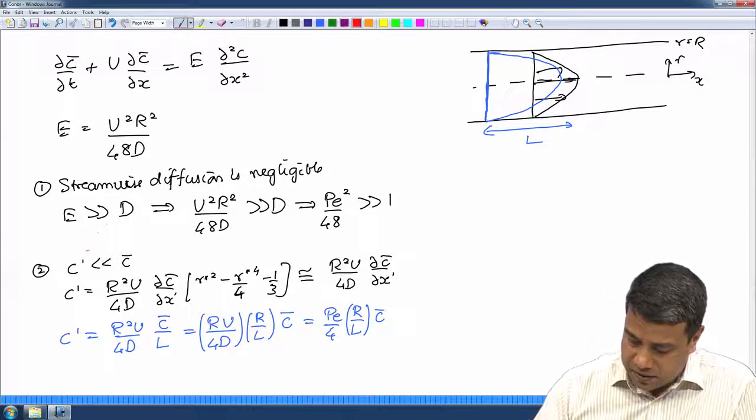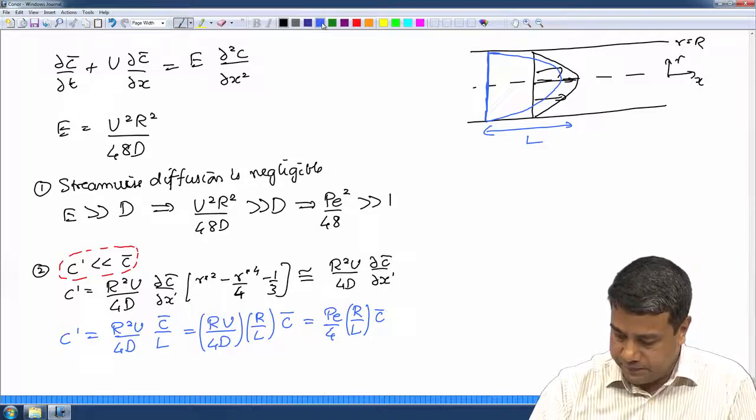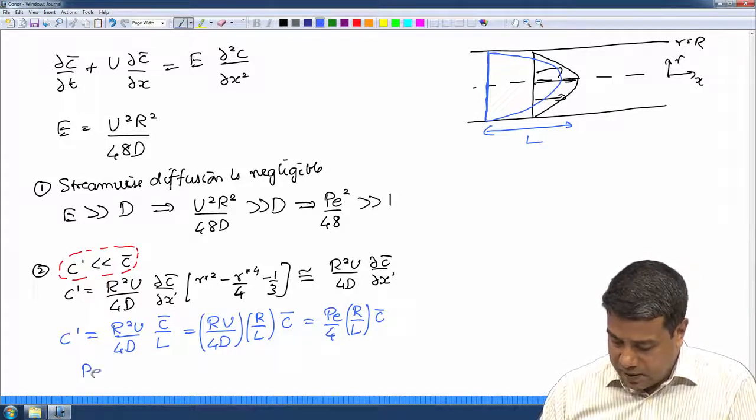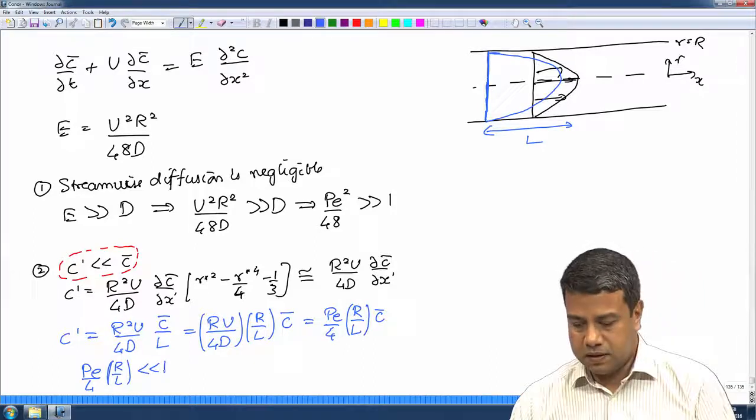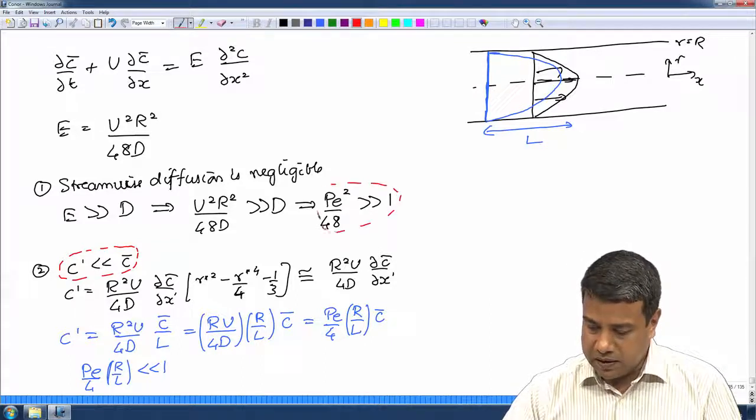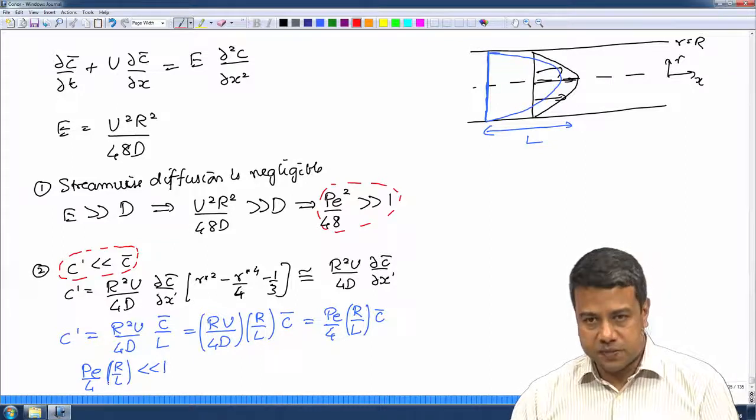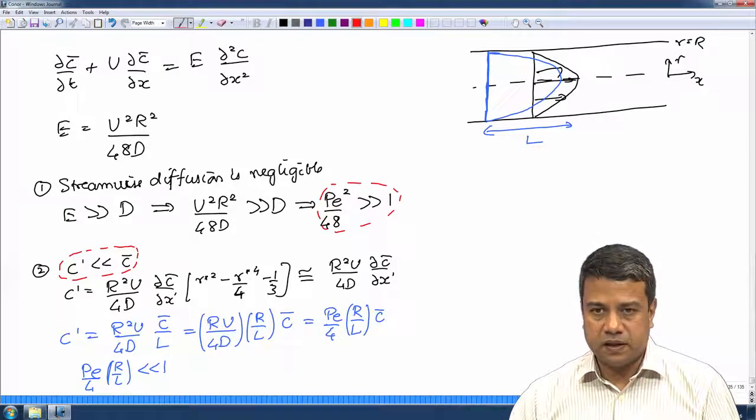So, this condition C prime is much smaller than C bar implies that Peclet number times r by L is actually much smaller than 1. Note that Peclet number is much larger than 1. The Peclet number itself is much larger than 1. The radius divided by the spread of this concentration field has to be much smaller than 1 in such a way that this product is much smaller than 1.